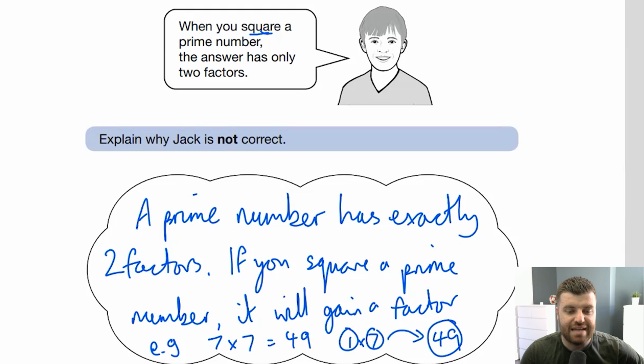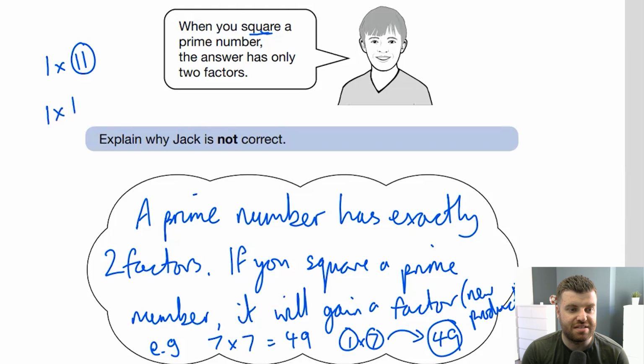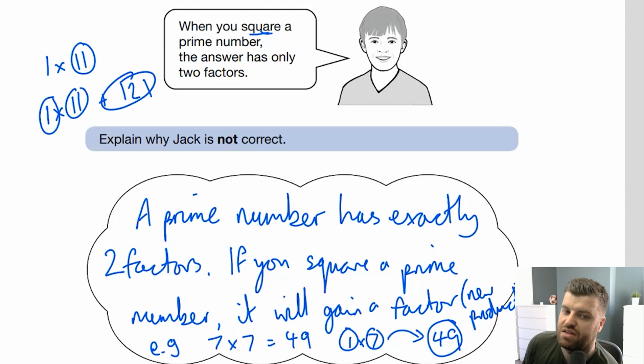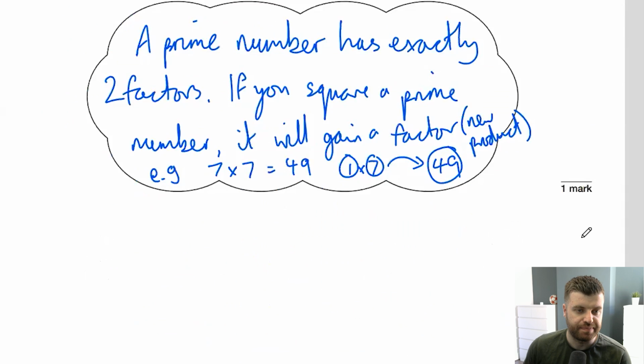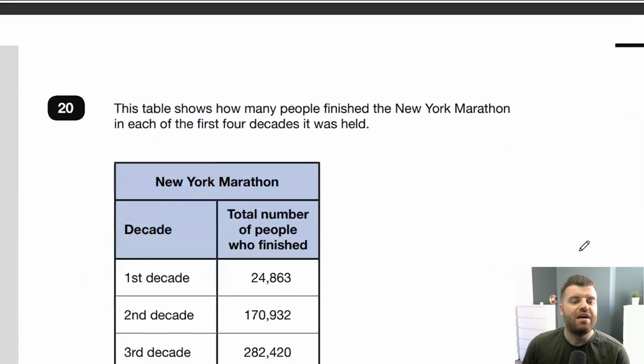So a prime number has exactly 2 factors. If you square a prime number, it will gain a factor, which is the new product. Okay, a tricky one to explain, but by definition, any prime number already has 2 factors, 1 and itself, let's say 11. If we square this, it's got 1 and 11 still, plus the answer, which is 121. It's going to have at least 3 factors. He is not correct. We're always going to gain a factor by squaring a prime. Let's move on. Question 20.